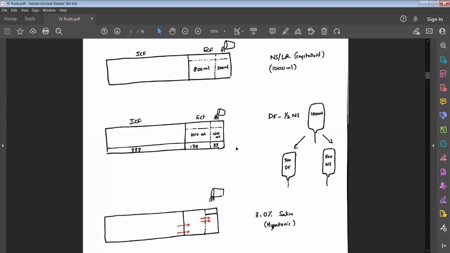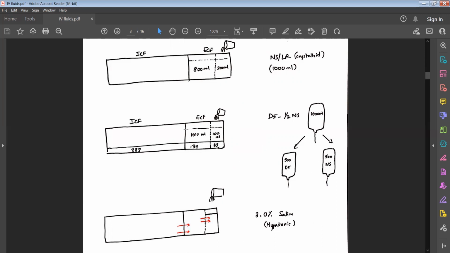Now, let's say you're using D5 half normal. A liter bag of D5 half normal, you can think of it as 500 ml of D5 water, which is free water, and 500 ml of normal saline. So D5 half normal can be thought about like this, and you can imagine what's going to happen. 500 ml of D5 water is going to go freely between all the compartments. So 333 ml remain in the intracellular compartment, 134 ml remains in the interstitial compartment, and only 33 ml is going to remain in the intravascular compartment.